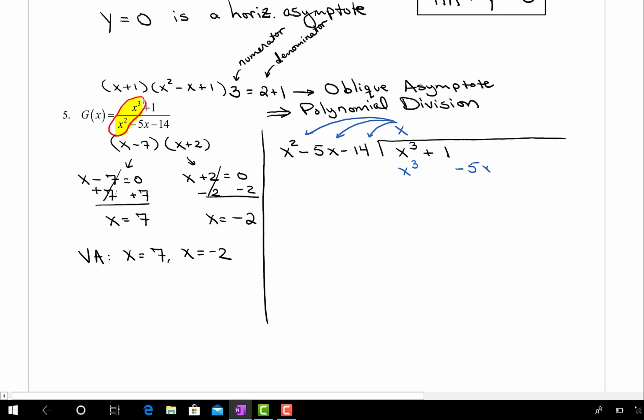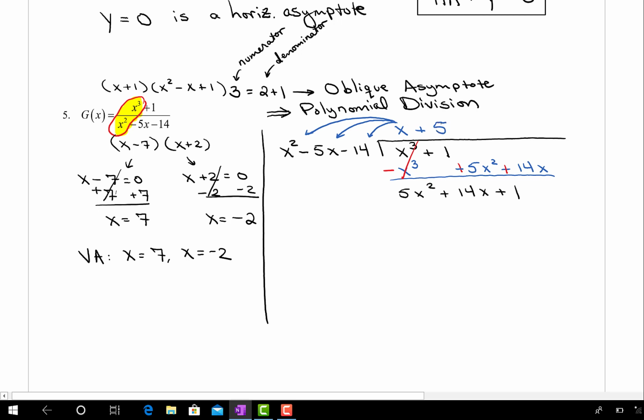5x squared minus 14x. Notice that I'm writing these terms out here to the side because they're not common terms with that 1, so I'm just trying to make sure like things line up in a nice way. The x cubes are going to cancel out because I'm going to have to subtract this. And I'm going to end up with, writing this in descending order, 5x squared plus 14x plus 1.